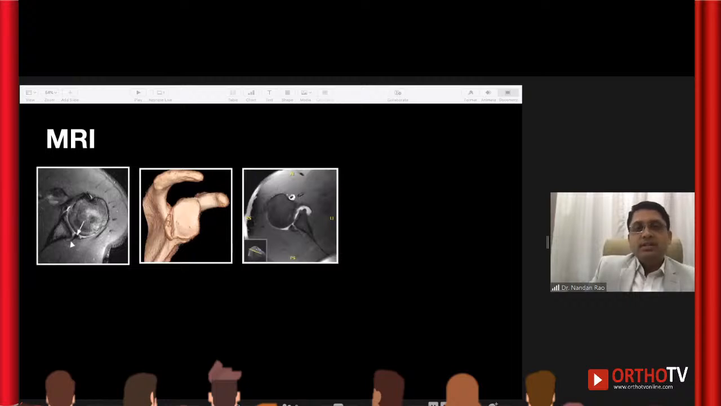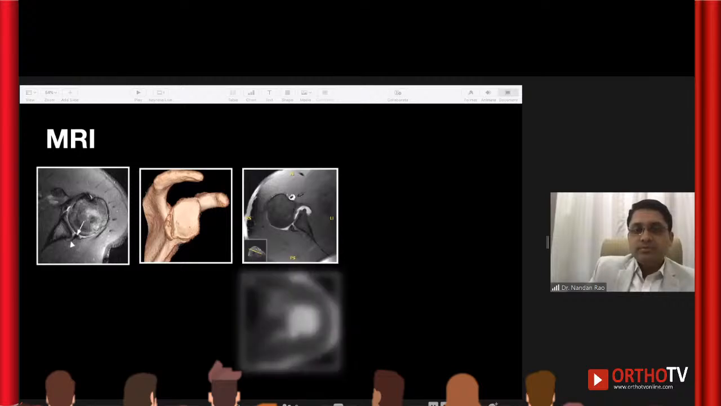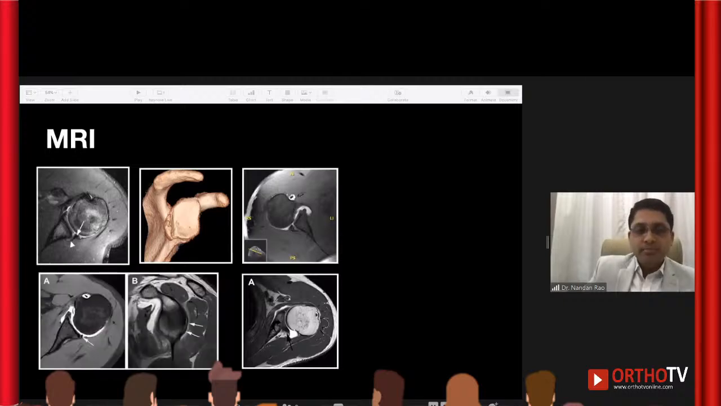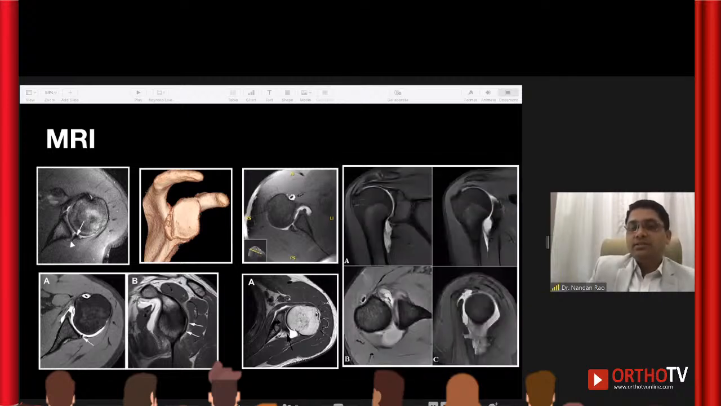Sometimes you can see bony Bankart of the posterior labrum. This is glenoid dysplasia with a hypertrophied posterior glenoid labrum. This is a Kim's lesion. Kim's lesion is essentially a partial tear at the junction of the labrum and the cartilage. And sometimes you might have a reverse HAGL or a posterior HAGL, which is known as P-HAGL.